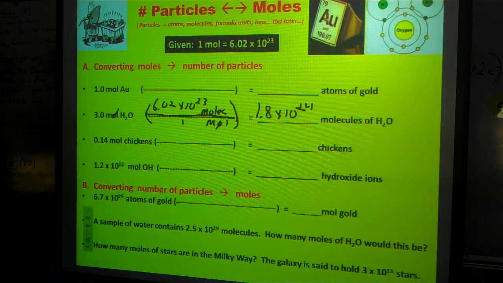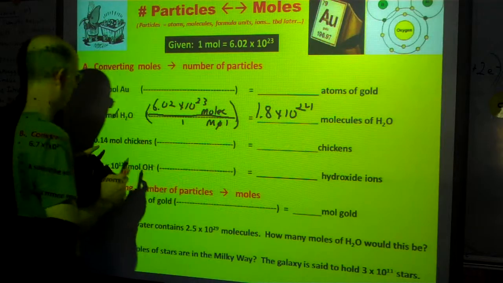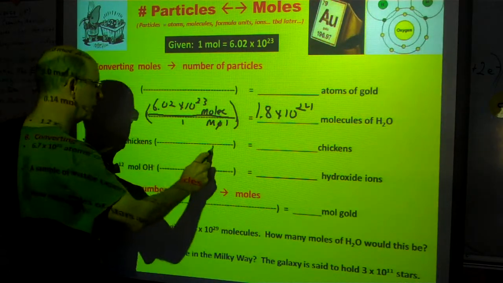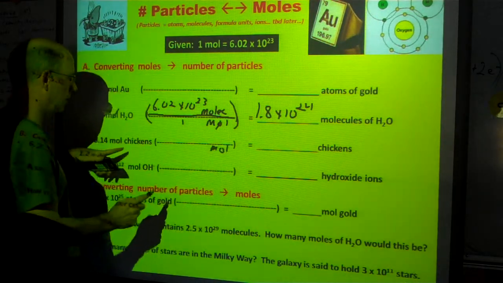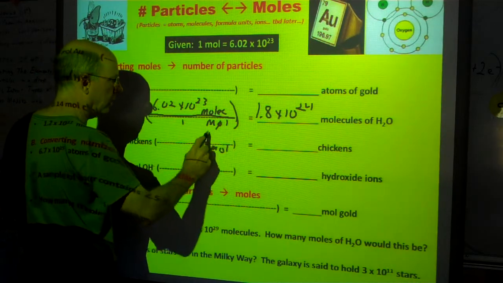Let's try another one. You could use this with chickens too. Let's say you had 0.14 moles of chickens. Would you have a lot of chickens? Let's find out. We want to get chickens here, so we want to get rid of moles as a unit. M-O-L goes down here then. Moles on the top, moles on the bottom, cancel. We want to get chickens here.